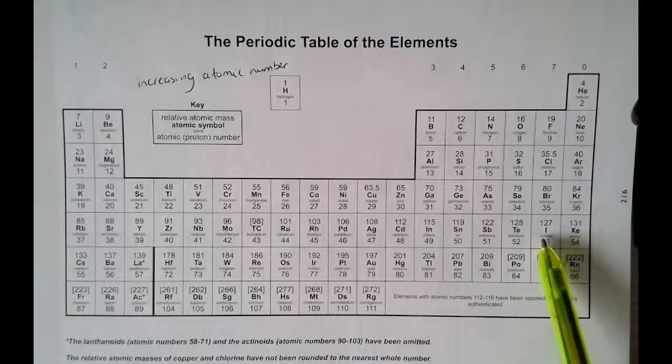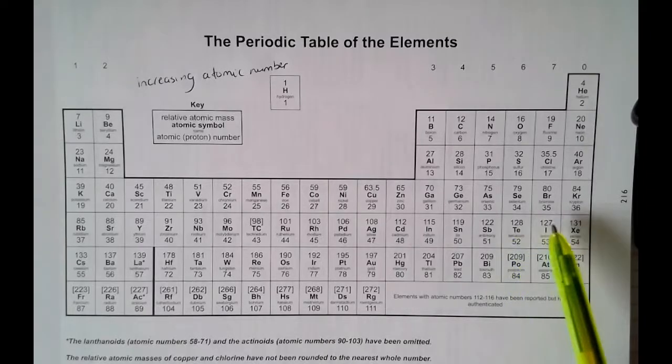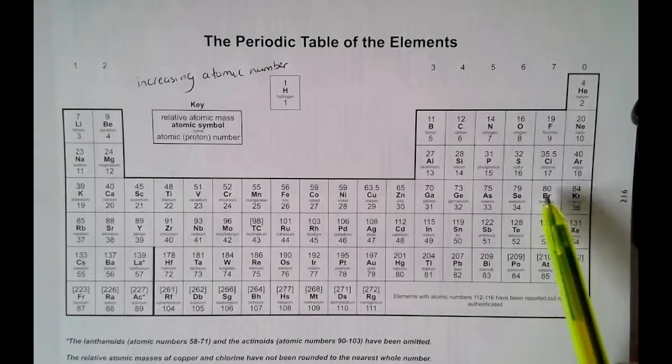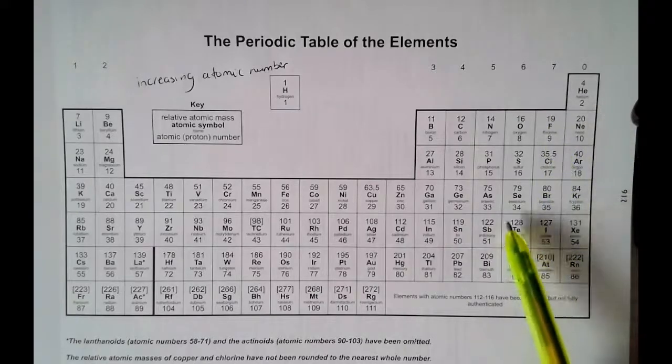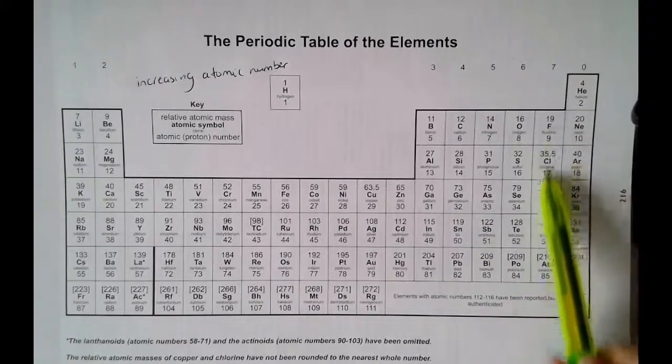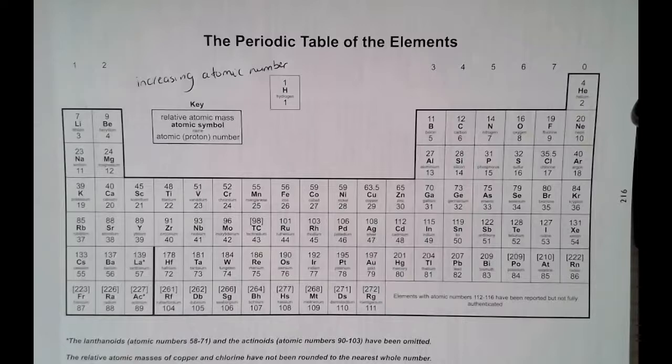Okay, so if we look at increasing atomic mass, iodine should come before tellurium, and that would take it out of the group with bromine, chlorine, and fluorine. But if you look according to increasing atomic number, iodine comes after tellurium, which puts it in the same group as the other halogens, and in the same group as the elements that have the same properties.